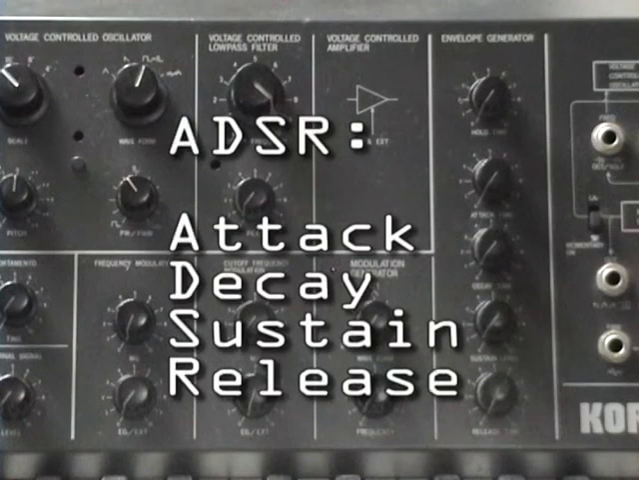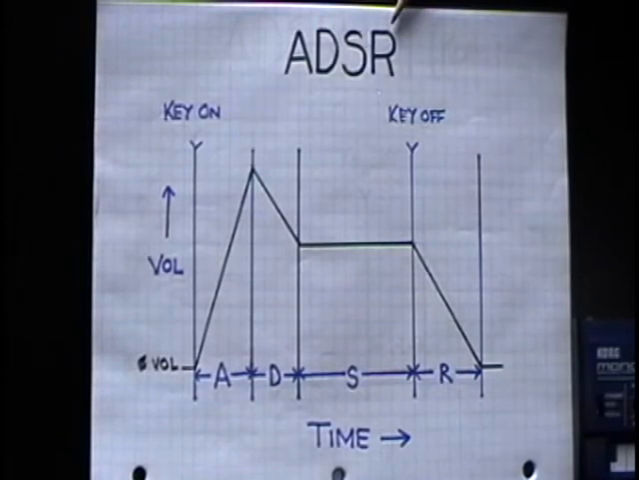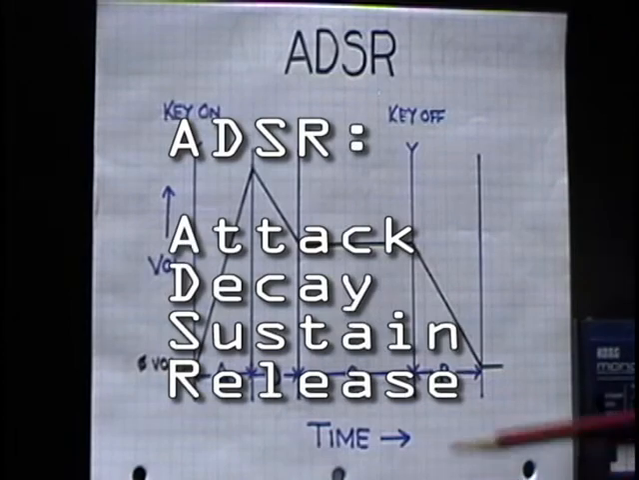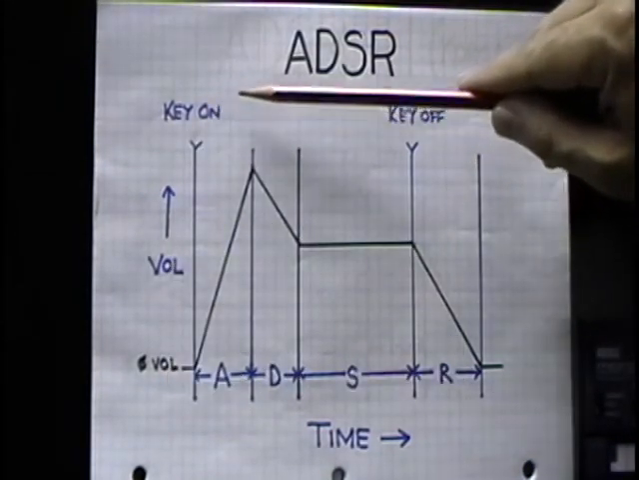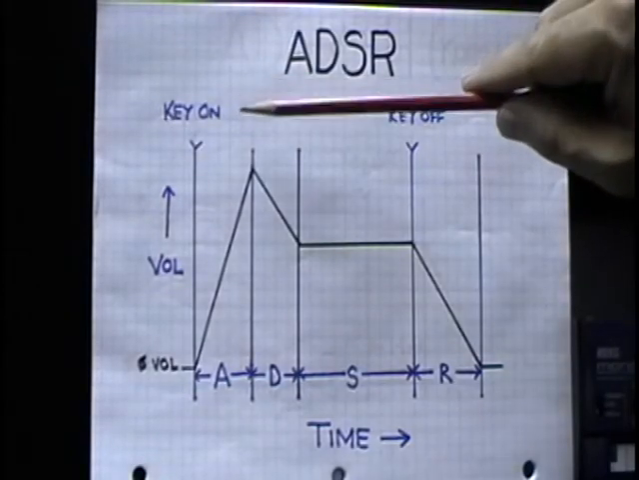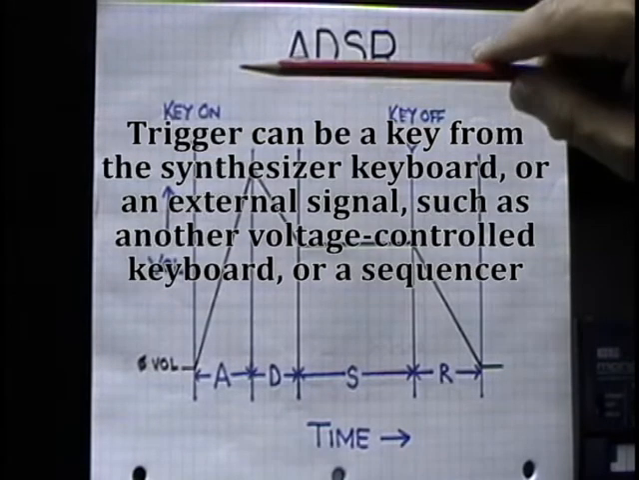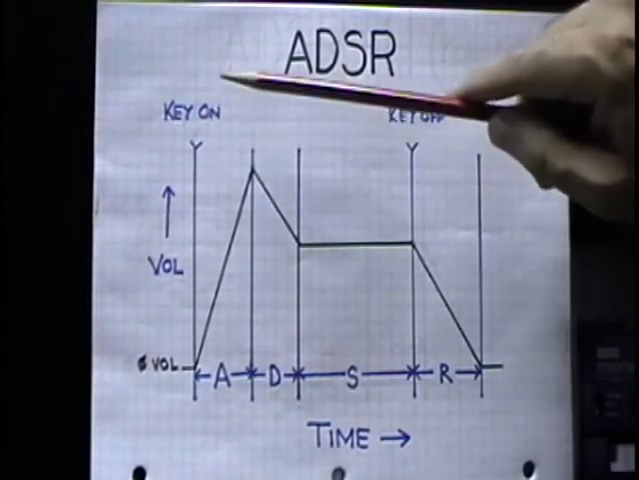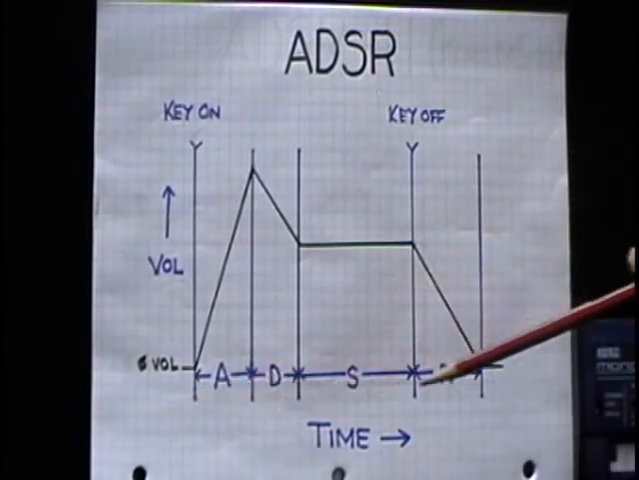ADSR. And if you look, I've created a graphic representation of this. ADSR. Attack, decay, sustain, release. As you can see, here says key on, but it could be any trigger. It does not have to be the keyboard key, but sometimes we can use other triggers to generate sounds on the synthesizer. But first of all, this is a graphic representation of volume versus time.